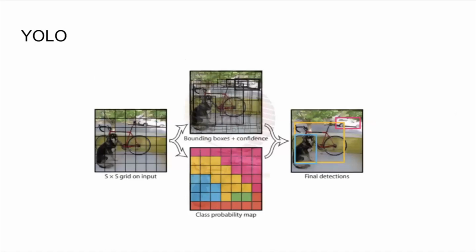Here's a little demo of YOLO, where the image is made into grids and there is a network which predicts the bounding box and the confidence. They also give a class probability map where they think that there is a class present, and in the final detection there's a dog, a cycle and a car in the image.